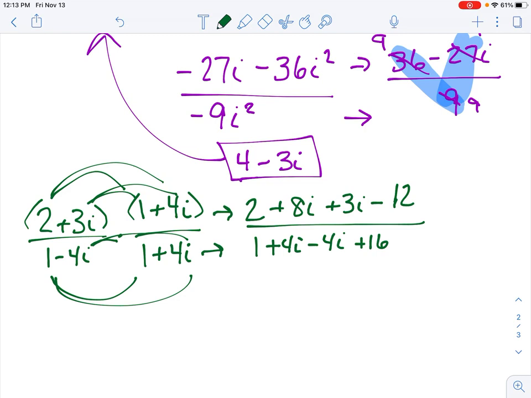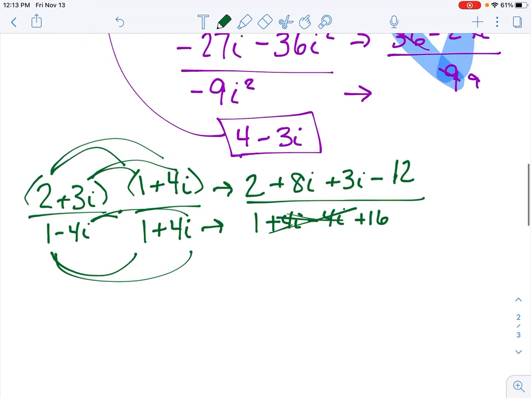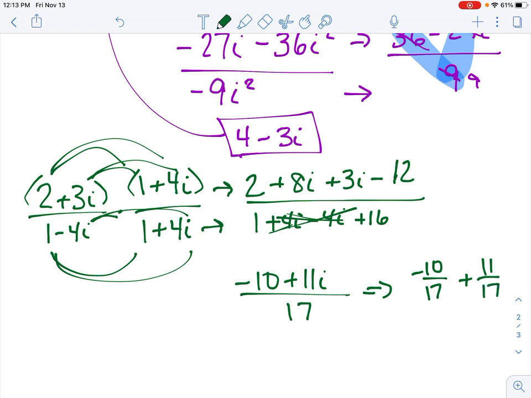So you can notice in the denominator, 4i minus 4i goes away. Woohoo, we knew that was going to happen. Combine like terms in the numerator, negative 10 plus 11i, all over 17. Nothing can be reduced here, but you can split this out to be negative 10 over 17 plus 11 over 17i, which is equivalent to our original. Now we're good to go.